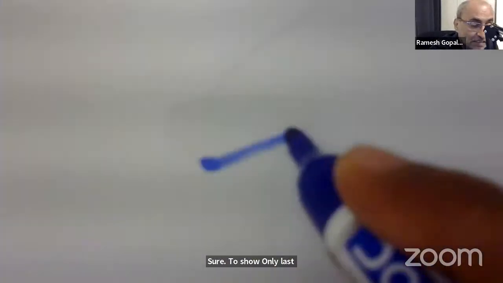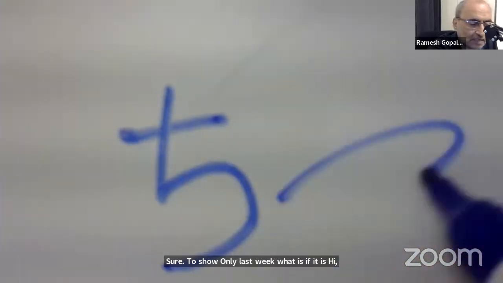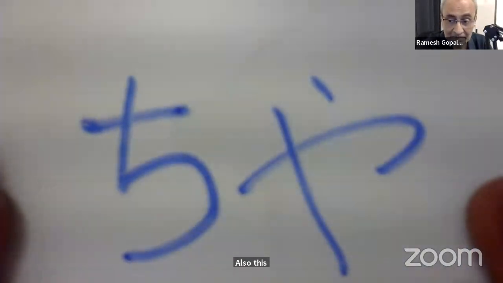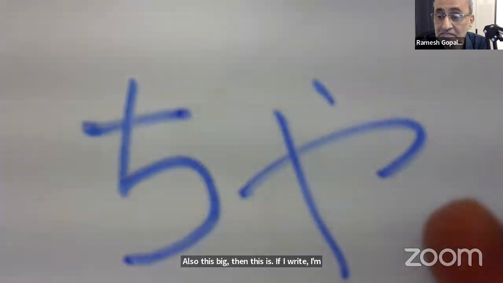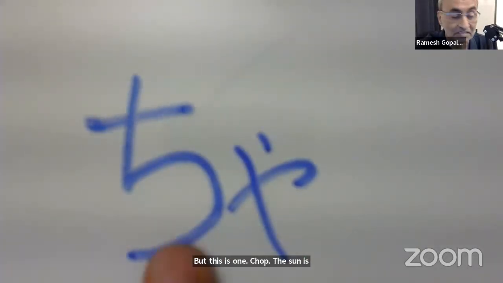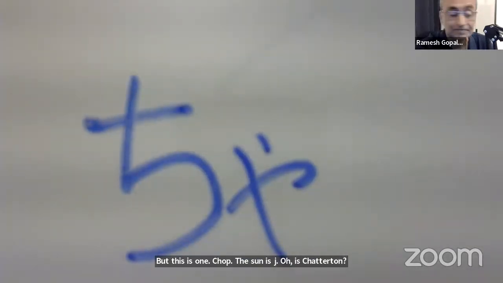Now you'll ask me, if it is chia, how will I write chia? I'll have to write chi this big and ya also this big. Then if I write chia, I'm writing two kanas. There are two sounds, chi and ya. They have the same weight. So for chia, I'm writing two kanas. But this is one kana. Cha. The sound is cha. How is cha written? This way. Okay. Then cha, chu, cho you saw.